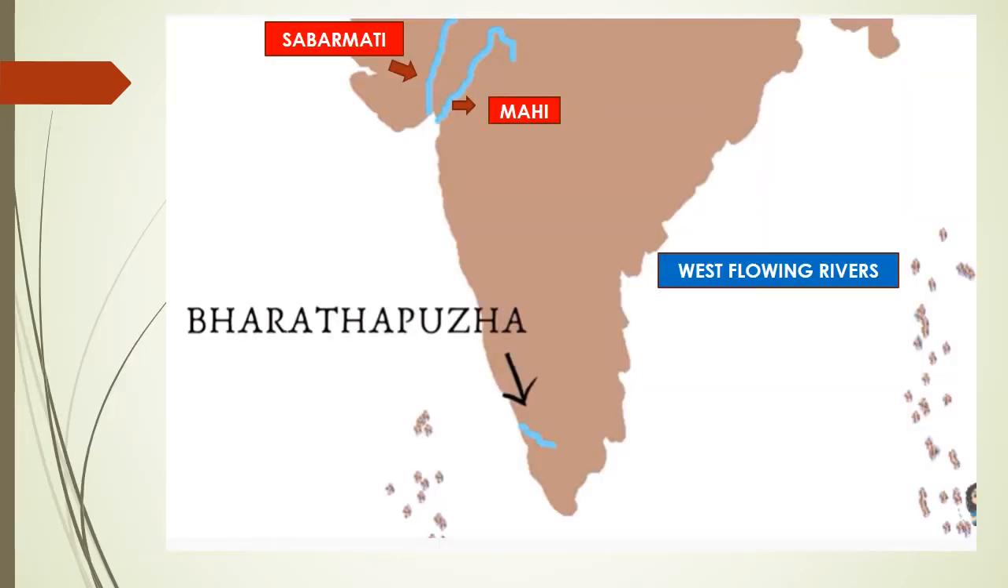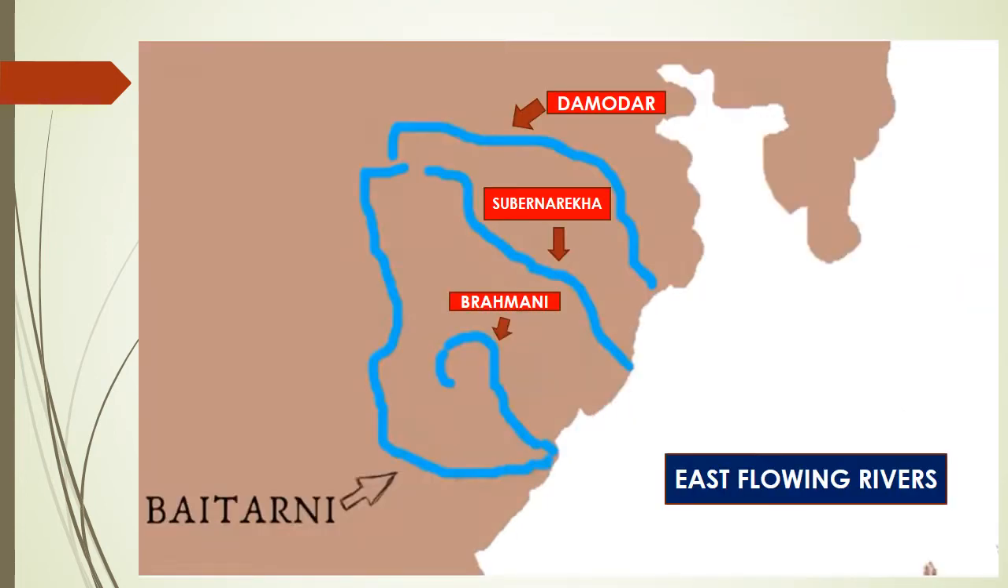Now some other west flowing rivers which drain into the Arabian Sea, you can see Sabarmati, Mahi and Bharatpuzha. Okay, so these are some of the west flowing rivers. These are small rivers which drain into the Arabian Sea. Sabarmati, Mahi and Bharatpuzha. Now some small east flowing rivers like Damodar, Subarnarekha, Brahmani and Baitarni, they all flow eastwards and drain into Bay of Bengal.